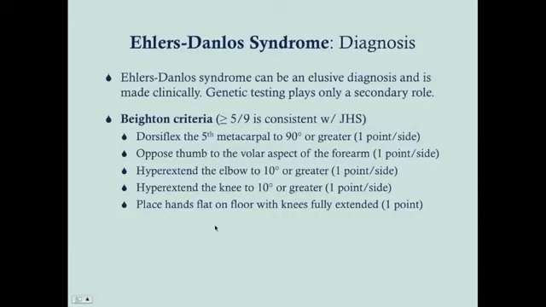So I showed you all those pictures of what that looks like. So the maximum total is 9. Greater than 4 out of 9 is consistent with joint hypermobility syndrome. Not necessarily Ehlers-Danlos syndrome, because in many cases you have to show some of those other symptoms, such as skin hyperelasticity or some of the features that you see in vascular EDS.